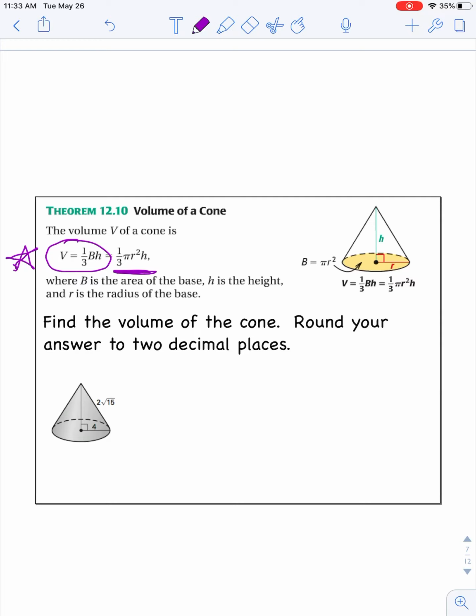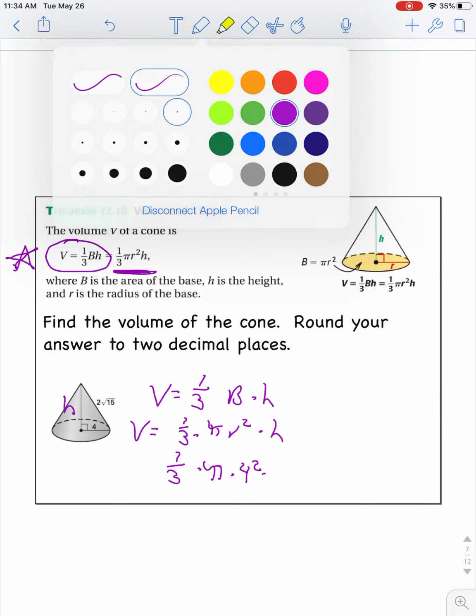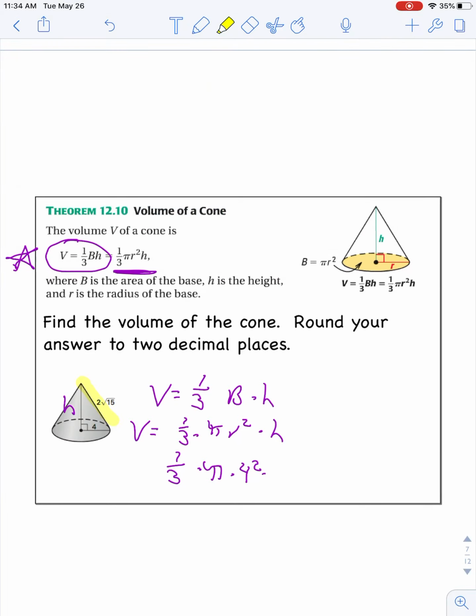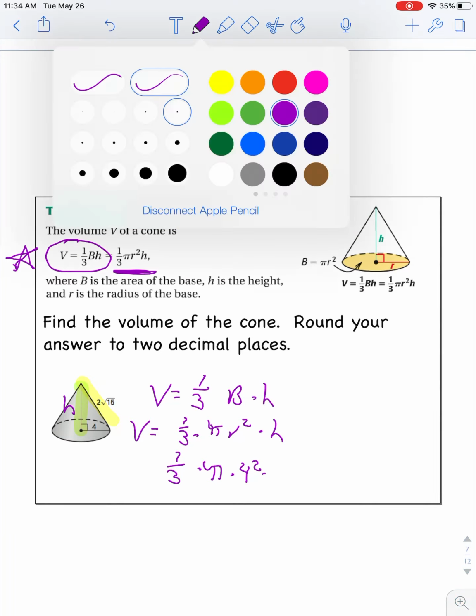So for this problem below, if I'm finding the volume, I'm taking 1/3 the area of the base times the height. My base is a circle, so pi r squared times h. And so now I just plug in what I know. 1/3 times pi times my radius squared times my height. Oh wait, I don't have my height. Here's my height over here. What I'm given right here is actually the slant height, and I need the actual height right here. So how do we do that?